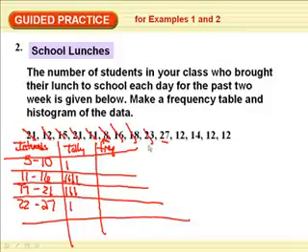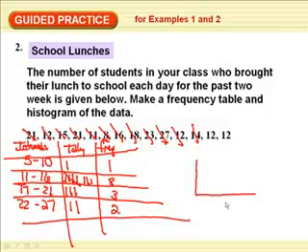23 goes down there. 27 down there. 12 right there. 14 right here. 12, 12. So that's going to be 1, 8, 3, and 2. Okay, so this is students. This is how many brought lunch.